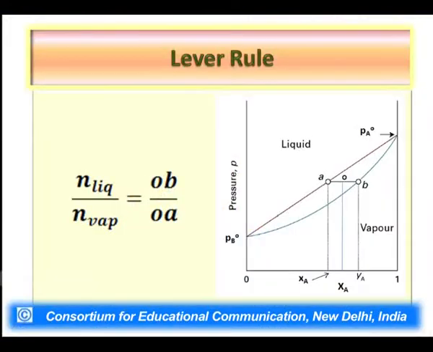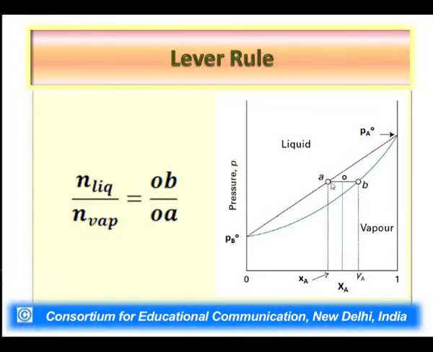So, let us try to see what this lever rule is. In order to understand the lever rule, we need to start from the qualitative picture. Looking at the phase diagram, can we get some information out of this diagram so that we can say how the number of moles of the liquid phase, that is one phase, is related to the number of moles of the vapor phase, that is the other phase? Let us have a look at the phase diagram.